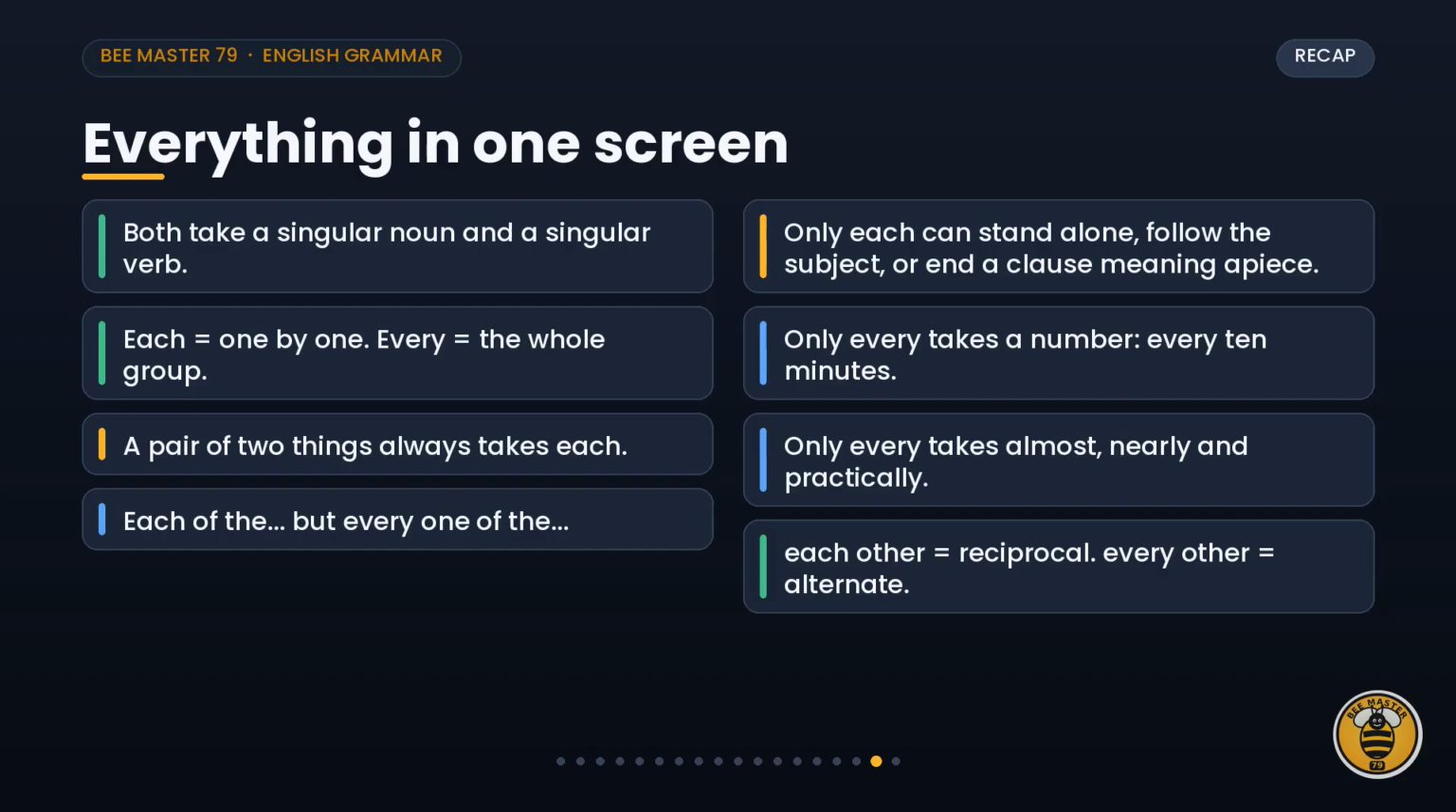Only each can stand alone, follow the subject, or end a clause meaning a piece. Only every takes a number, as in every 10 minutes, and only every accepts almost, nearly, and practically. And finally, each other is reciprocal. Every other means alternate. Screenshot this slide and keep it.